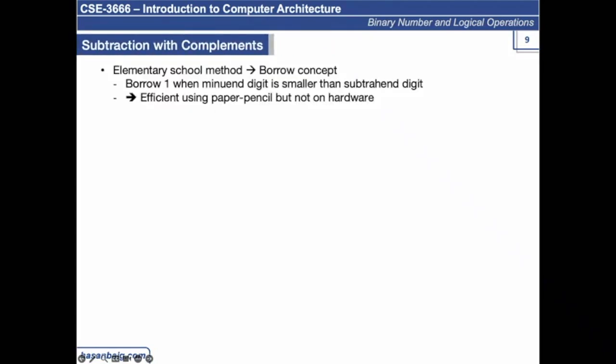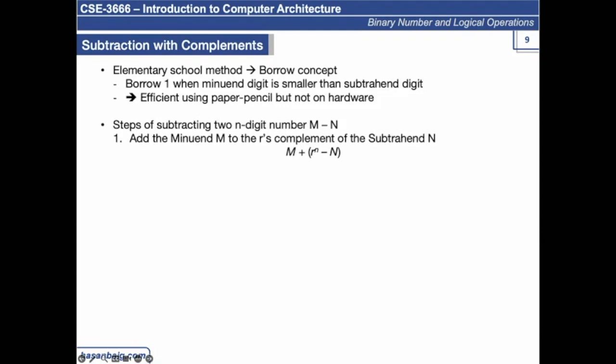So, subtraction with complements. The borrow method, which you do on paper, is a method that we commonly use. It's only efficient on paper, but we cannot do it in hardware. So in order to perform subtraction, the first step of subtracting two n-digit numbers, M minus N, where M corresponds to the minuend, is to calculate the r's complement of N. N being the negative number here, you need to calculate its complement first.